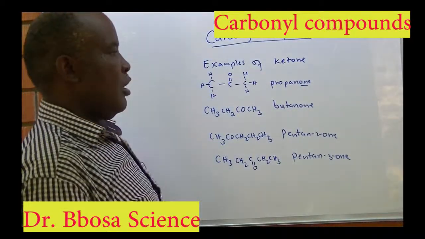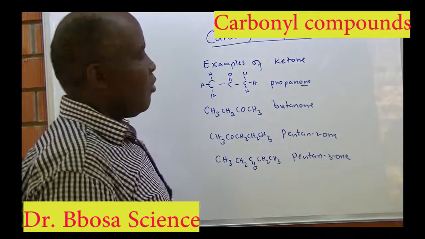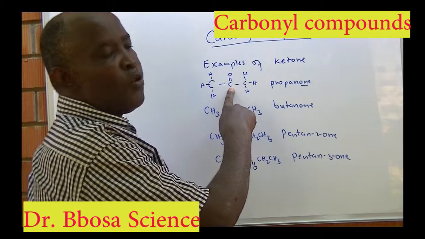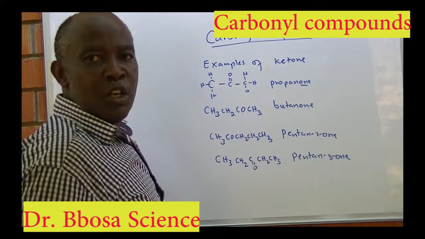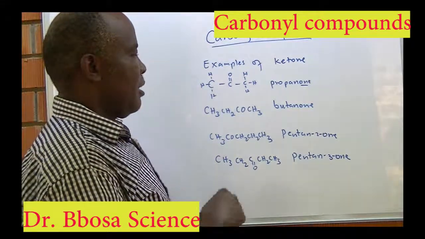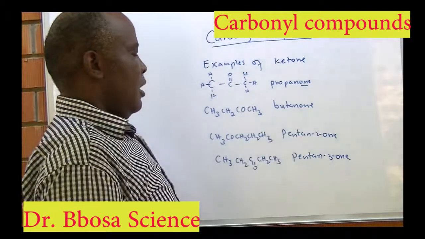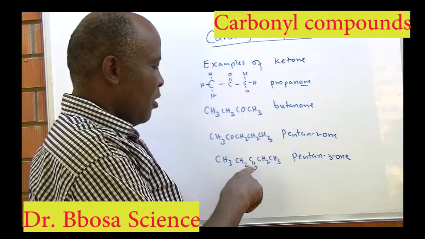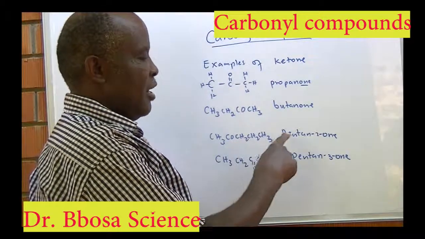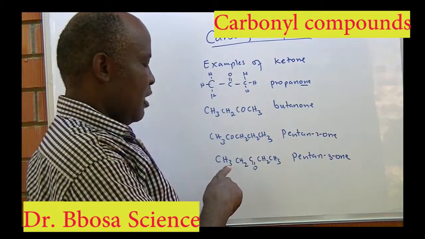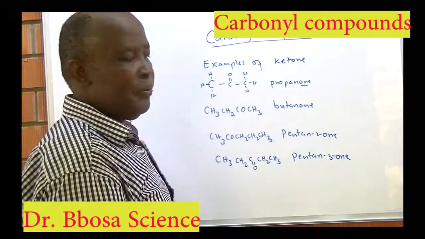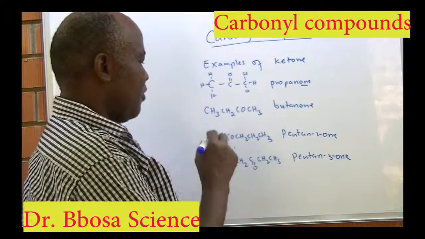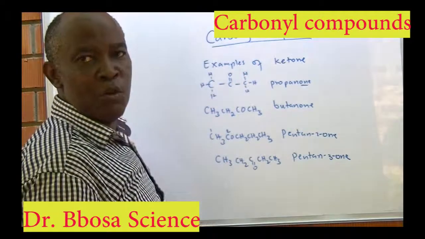Examples of ketones. When the carbon atoms are 3, we have propanone. There's no alternative position for the carbonyl group, so the position of the carbonyl group need not be mentioned. Similarly, in butanone. When it comes to pentanone, the carbonyl group can be on the second carbon atom or on the third carbon atom, so this becomes pentan-2-one, this becomes pentan-3-one. We number the carbon atoms from the side nearest the carbonyl group.